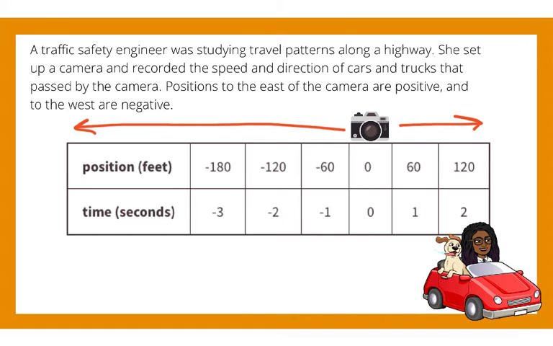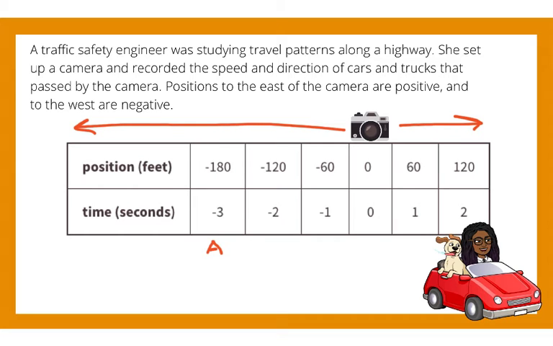Since this camera is set up to record the speed and the direction of the car as they pass the camera, what direction do you think the car is driving as we go from this first position to this last position down here where my car is? If you guess that the car is traveling to the right or east, then you're correct. We can see clearly that our numbers are getting larger.